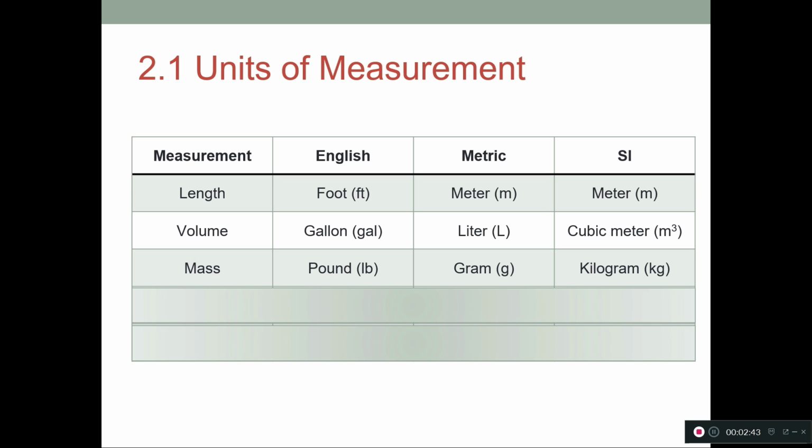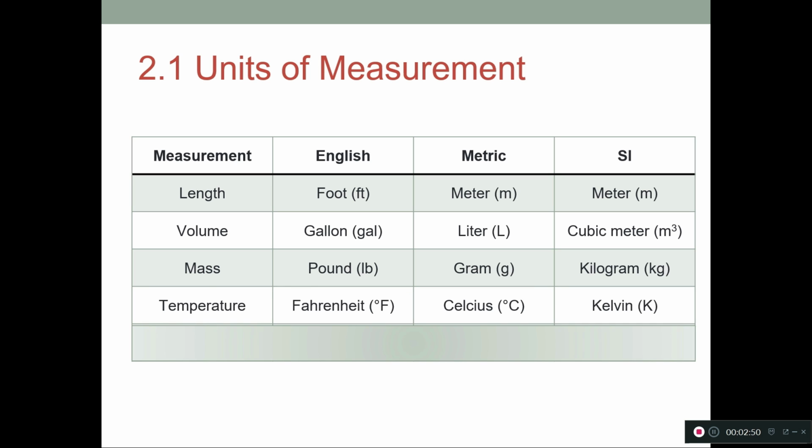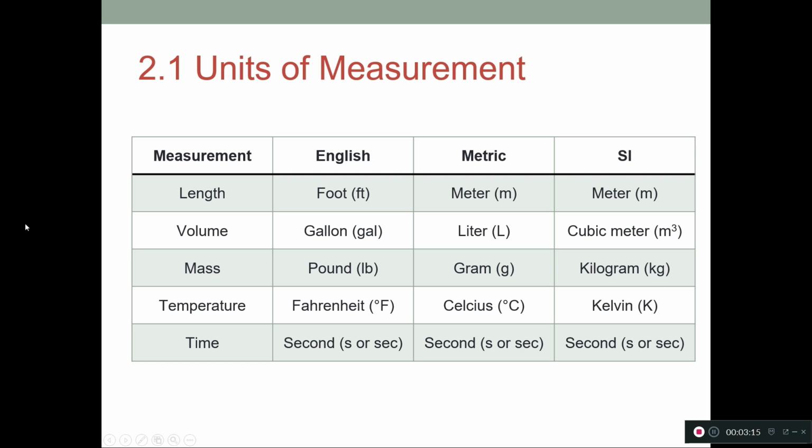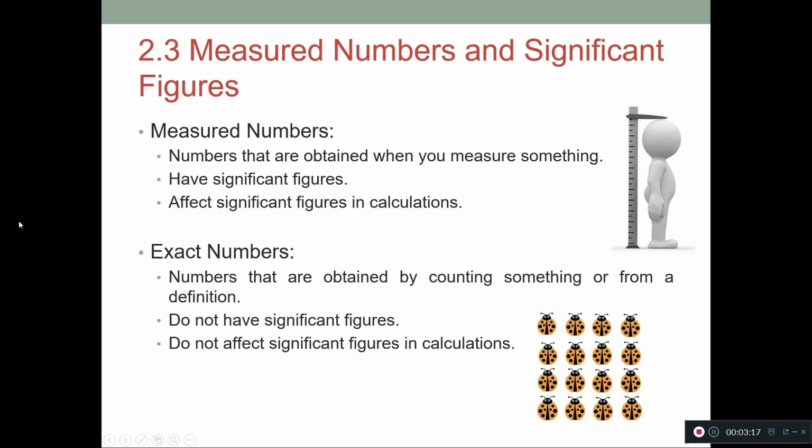For mass, the English base unit is the pound. For metric, it's the gram. For SI, it is the kilogram. For temperature, the English base unit is Fahrenheit. Metric is Celsius. SI is Kelvin. Celsius and Kelvin are very similar in the sense that a degree is, for lack of a better word, the same size, but they both have a different zero. The zero in Kelvin is absolute zero. And then for time, luckily, for all of them it's just seconds as the base unit.